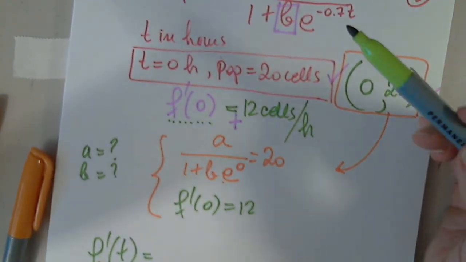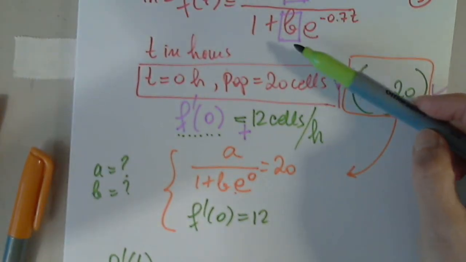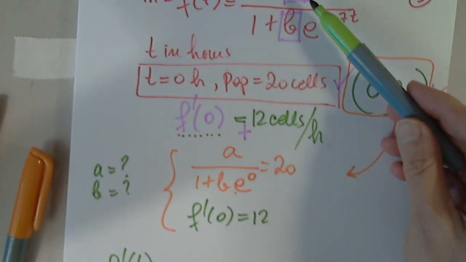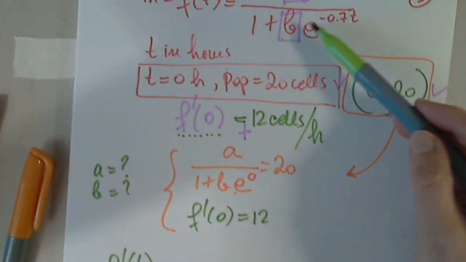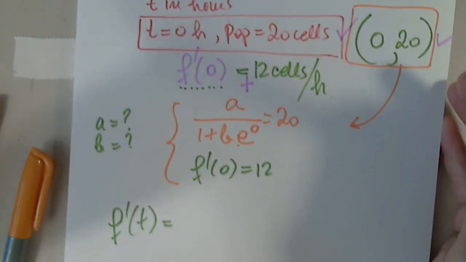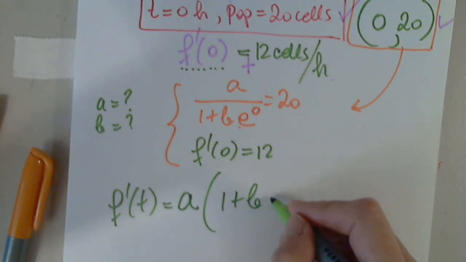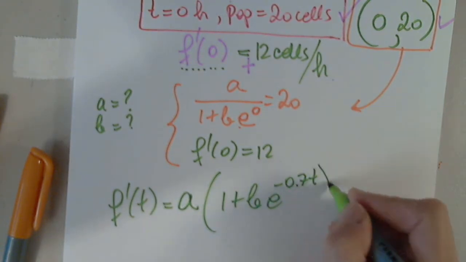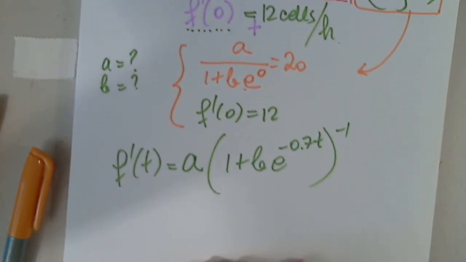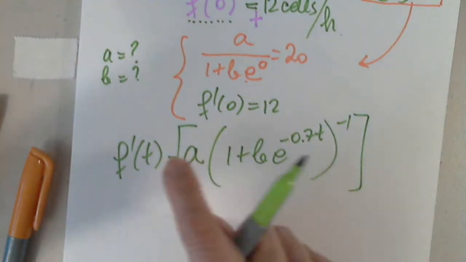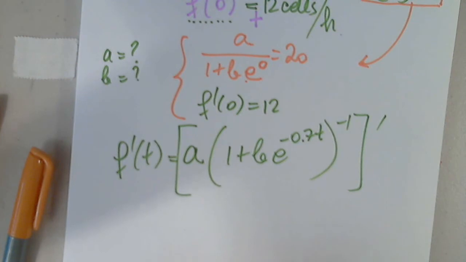Like I said before, this function is a ratio, but the numerator is a constant. No one will ever force me to use the quotient rule. Go ahead if you want to, I will never do that. a times 1 plus b e to negative 0.7t raised to negative 1. So then I differentiate this, because I put already the prime in there.